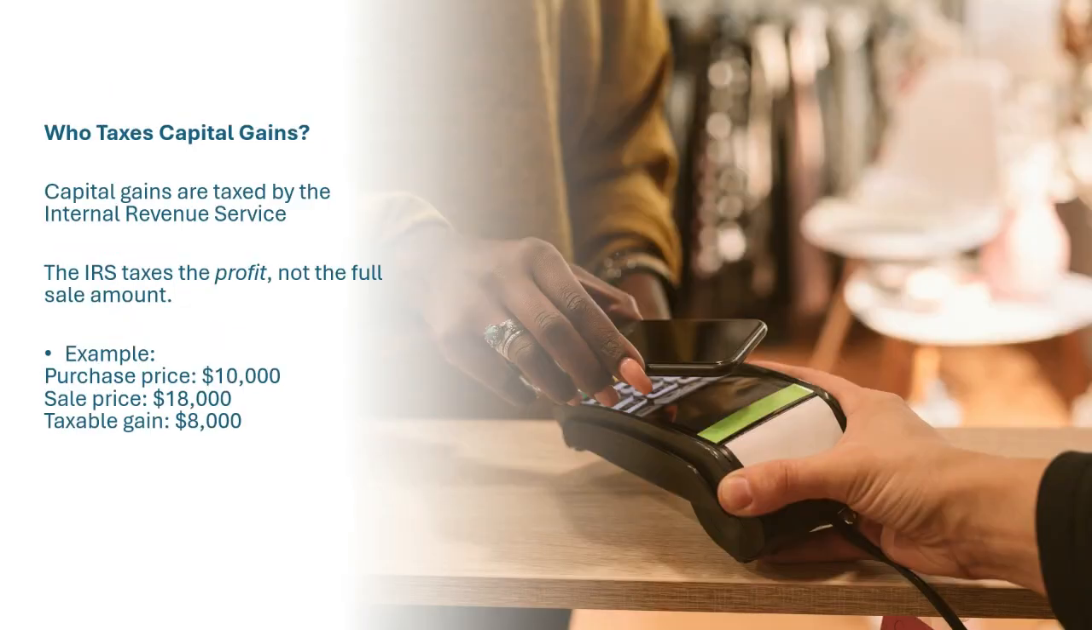So capital gains are taxed by the IRS. And remember, the IRS taxes the profit, not the full sales amount. Here's a quick example. Let's say you buy stock for $10,000 and then you later sell that same stock for $18,000. Your capital gains will be $8,000. So the IRS doesn't tax the full $18,000. They only tax the $8,000 profit. That profit is your capital gain.